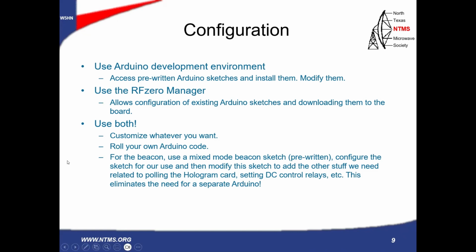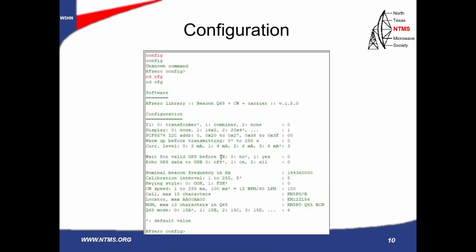And here for the beacon, use a mixed mode beacon sketch, configure the sketch for our use, and then modify the sketch to add the other stuff we need related to polling the hologram card, setting DC control relays, etc. This eliminates the need for a separate Arduino. That might not mean something right now, but let me show you what I'm talking about. I've got several of these here.